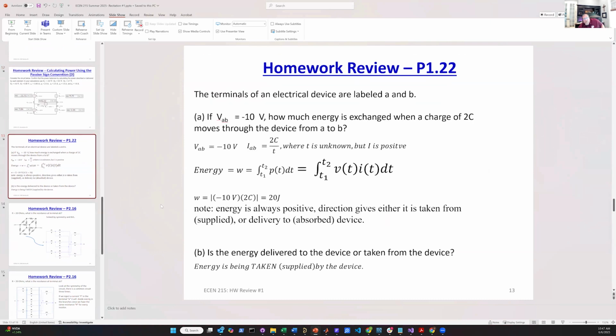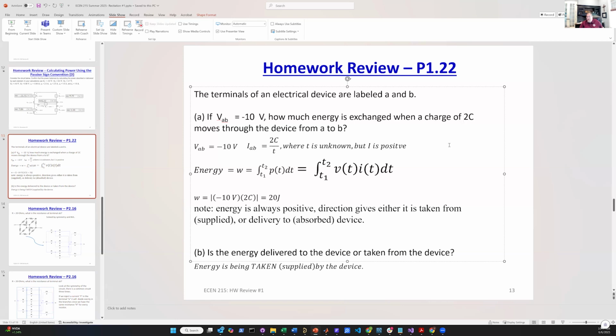Here, this was just an energy problem. I think I might have just left this in here from the homework review. You're given this formula: terminals of an electrical device are labeled A to B. If the voltage is minus 10 volts, how much energy is exchanged when a charge of 2 coulombs moves from device A to B? Again, it's very important to realize it gives you the specific charge.